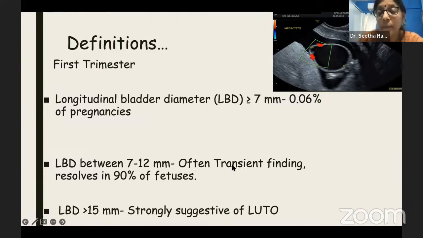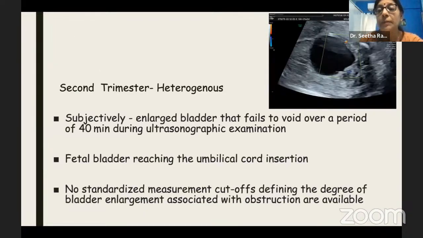So you have to watch them, and of course counsel them accordingly, because a lot of them can resolve, and that gives a good prognosis. So this is how it would be in the first trimester.